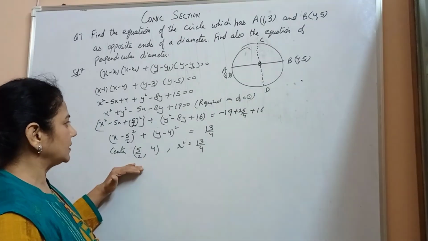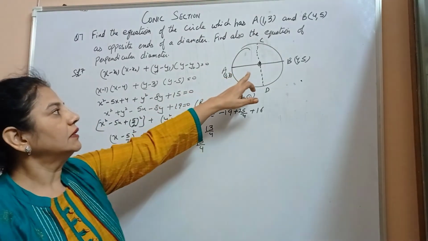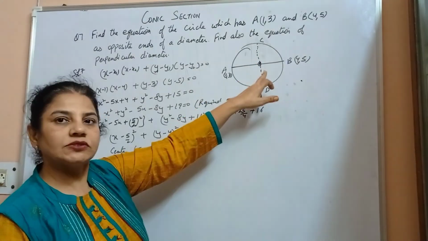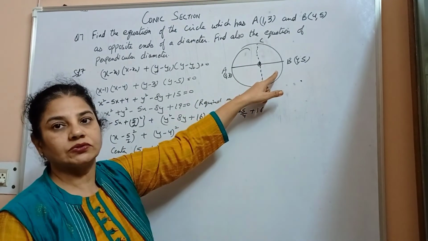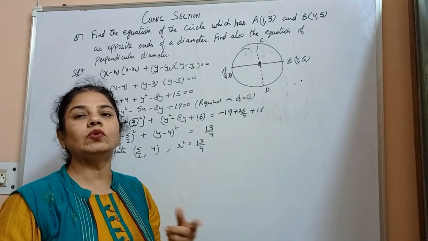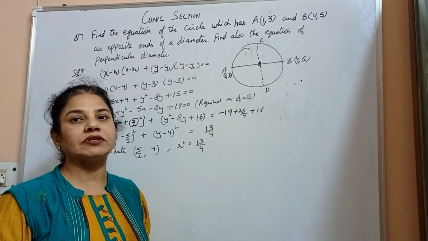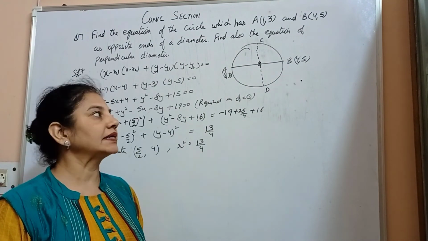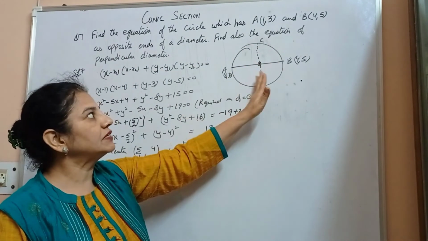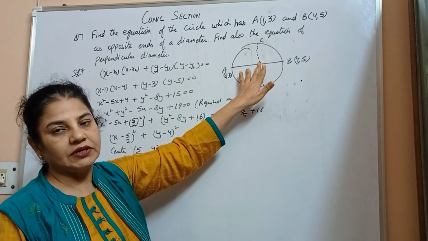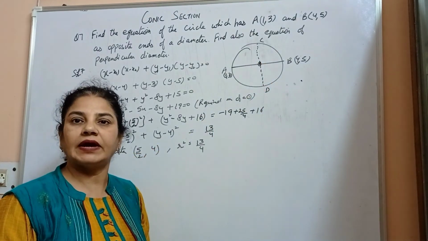Now this is the center, and CD passes through the center, and CD is perpendicular to AB also. And we know that if two lines are perpendicular, then the product of their slopes is equal to minus 1. Or I can say the slope of CD is the negative reciprocal of the slope of AB. So first of all, I calculate the slope of line AB.